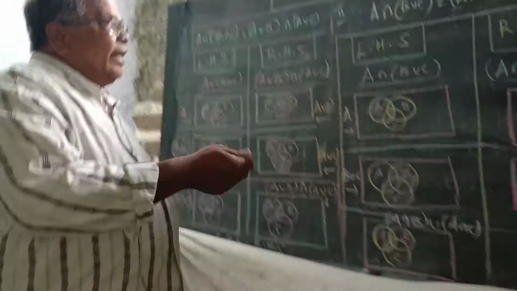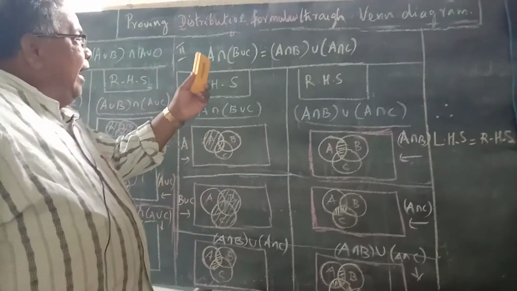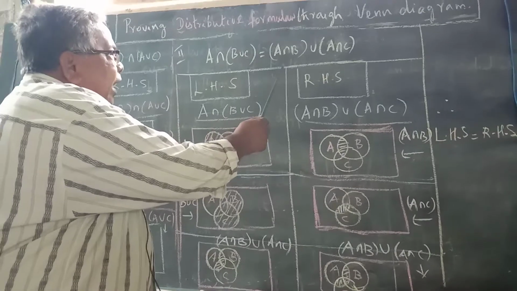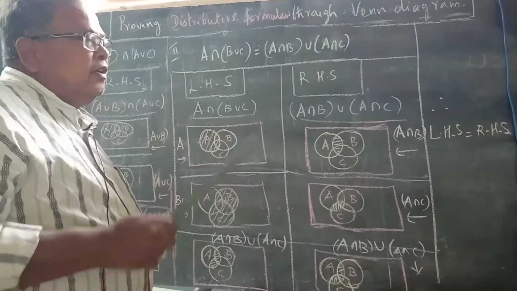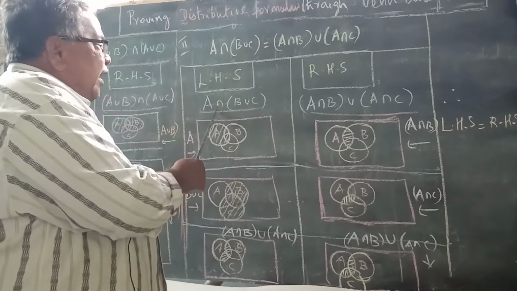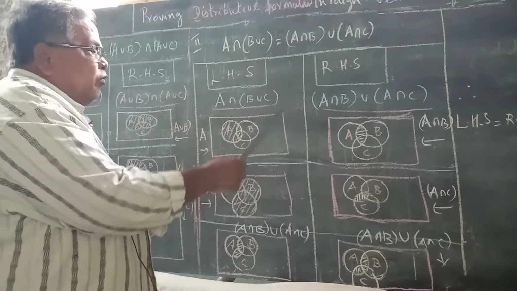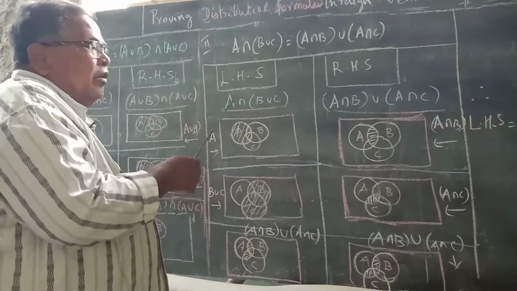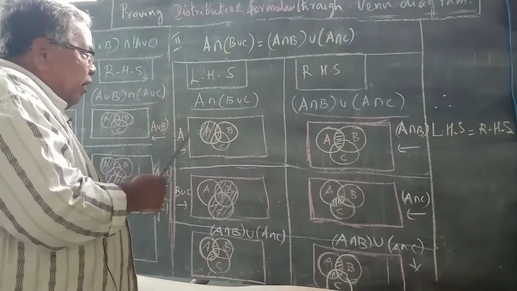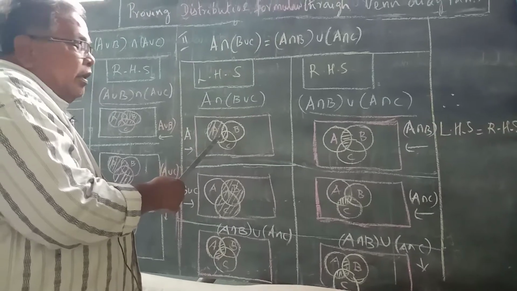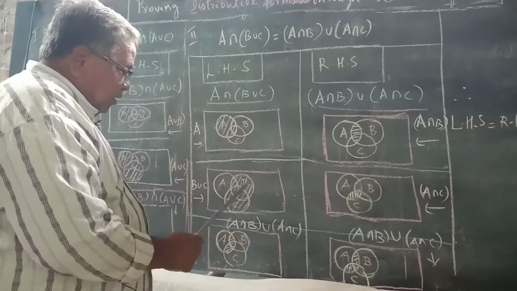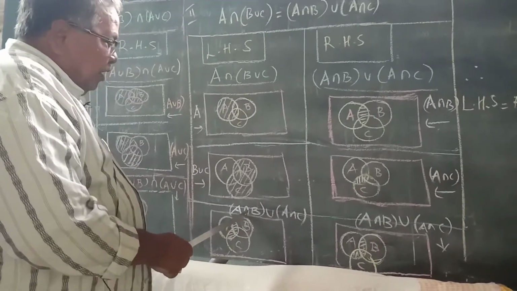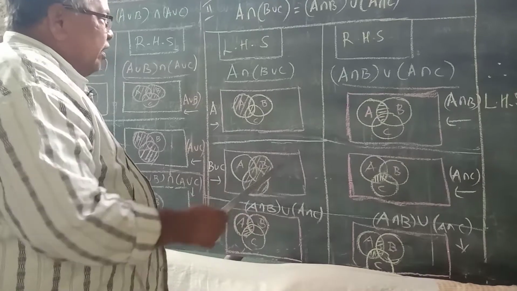Now let me pass on to the second one. What is the second one? A intersection B union C is equal to A intersection B union A intersection C. Now I am taking left hand side, that is A intersection B union C. After drawing these diagrams, now I am shading, filling up A alone. This shows A. Then B union C. Then adjoining A intersection B union C.